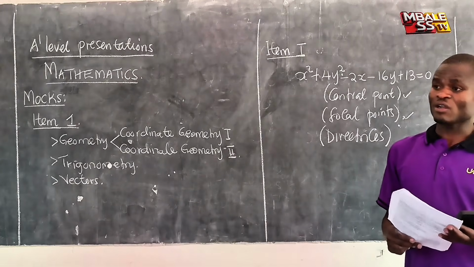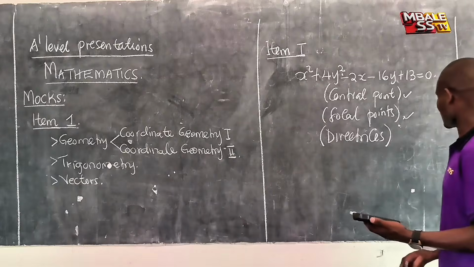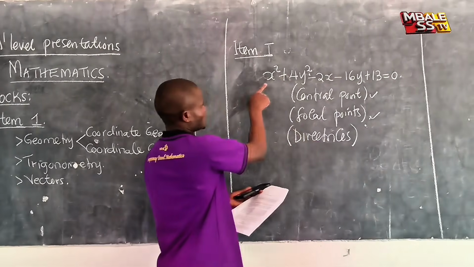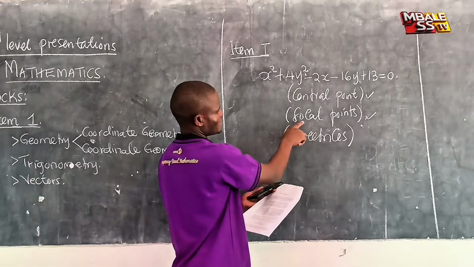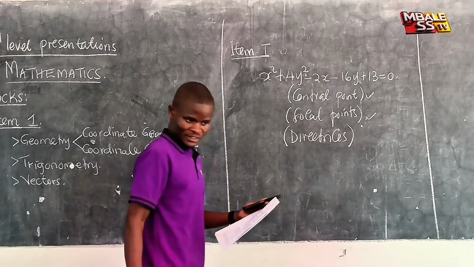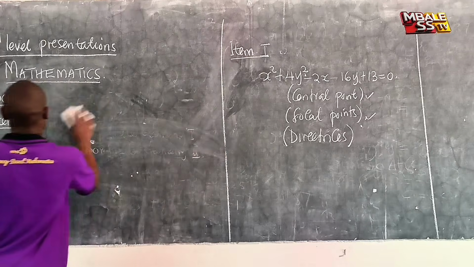So let us handle the first task of this equation. We are going to interact with this equation. We generate the center, we interact and get the focal points, and then the directrices. This is what I want you to follow.